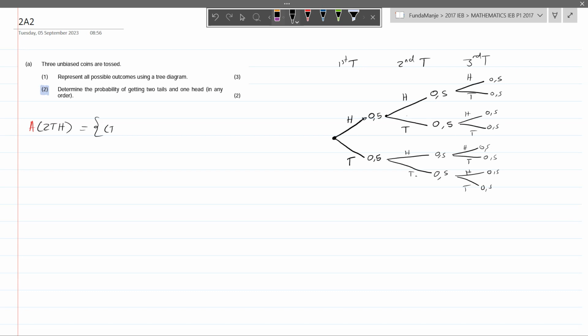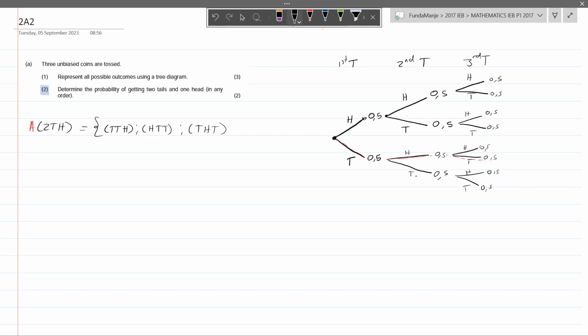It can either be TTH, so the first two are tails and then we have a head, or we can have a head and then tails and tails. So one head, and then tail and tail for the second and third. Or we could also have tail, head, tail, which is also two tails and one head. And these should be all the different combinations you can have.